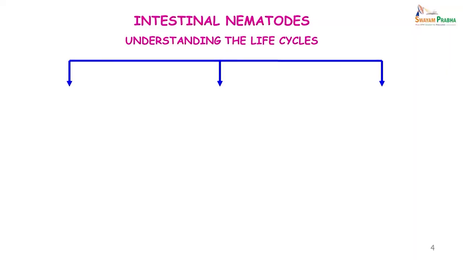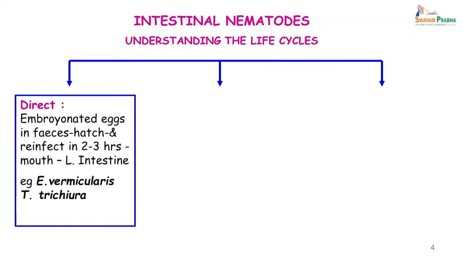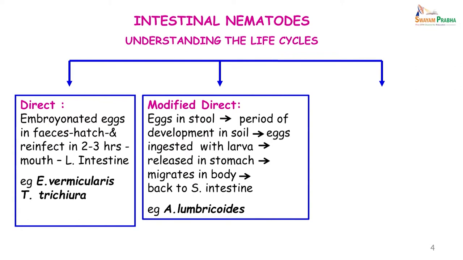There are worms which have a direct cycle. What do we mean by direct cycle? That is, the embryonated eggs are passed in the feces, they hatch and reinfect within 2 to 3 hours through the mouth. And these are the worms which usually lie in the large intestine. The two worms which are known to have a direct cycle are Enterobius vermicularis and Trichuris trichiura. So basically, they are ingested, passed through the intestine, the eggs are laid and the eggs are again ingested.